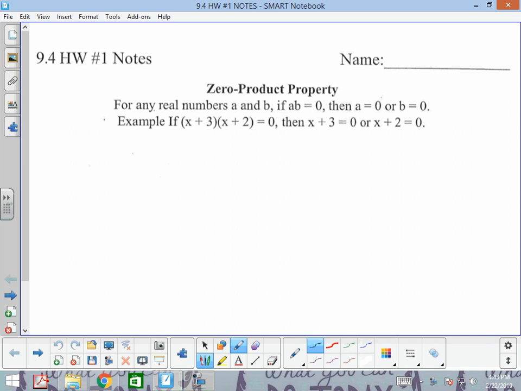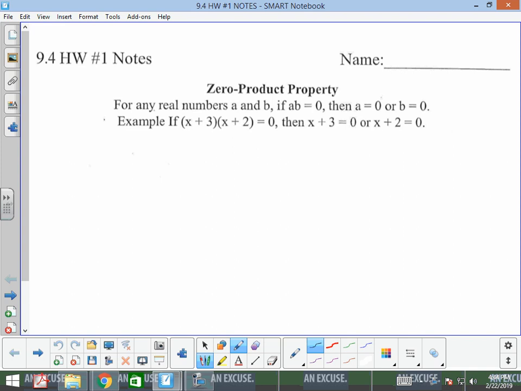This is 9.4, homework number 1. In this particular section, we are looking at factoring to solve equations. We've been looking at factoring rules for the last several weeks, and now we're going to use those factoring rules in other types of problems. So first, let's look at what I consider the easy one.